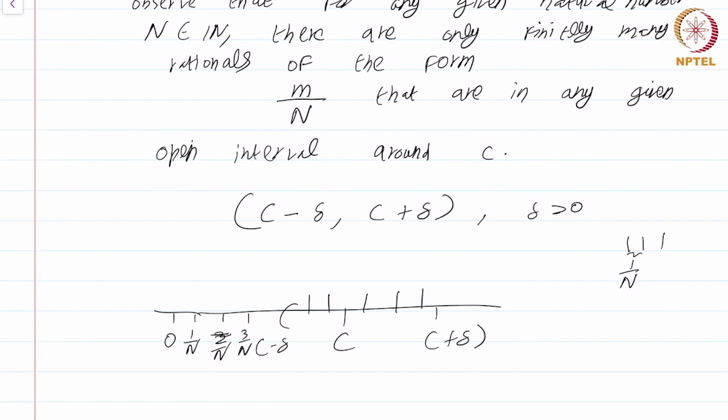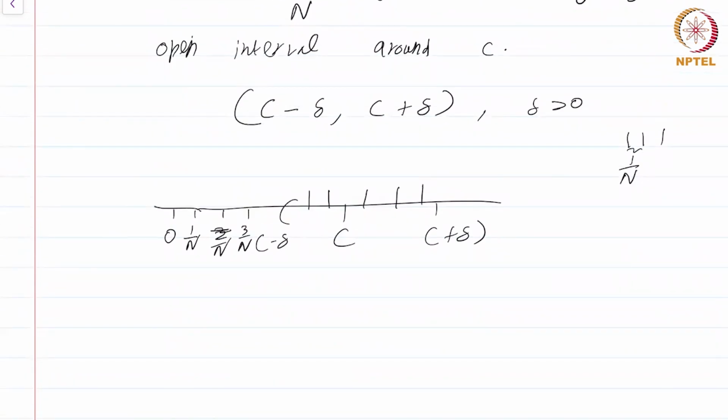These will correspond to the various numbers of the form m by capital N that are in the interval (C minus delta, C plus delta). So I leave it as an easy exercise to make this intuition precise.